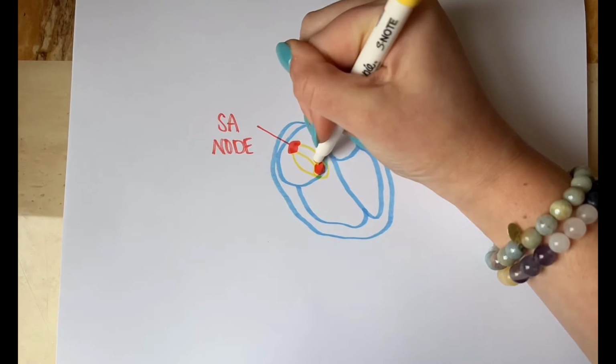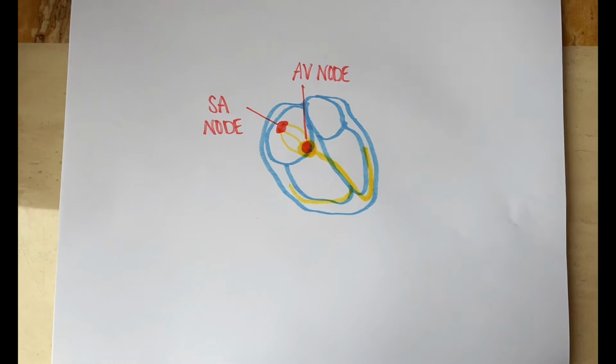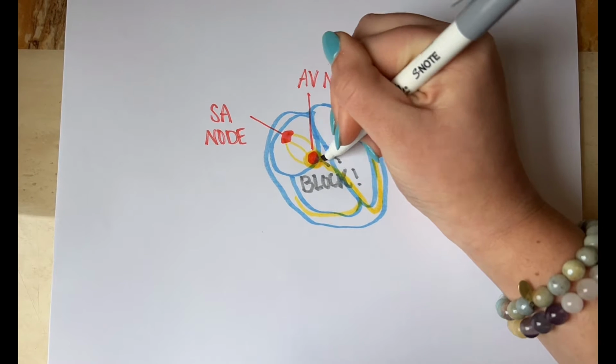And here I wanted to just draw and show a little visual of exactly where in the heart this impulse block happens. It occurs at the AV node on its way into the ventricles.